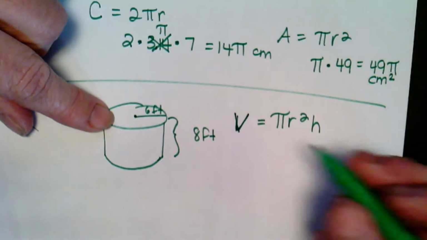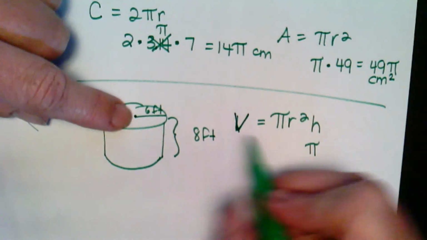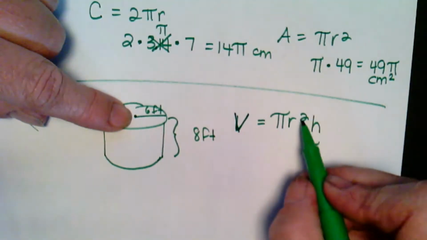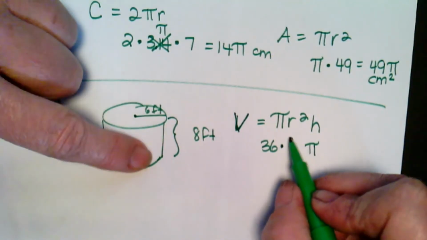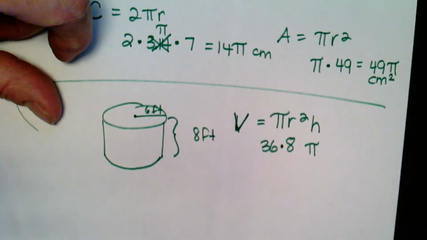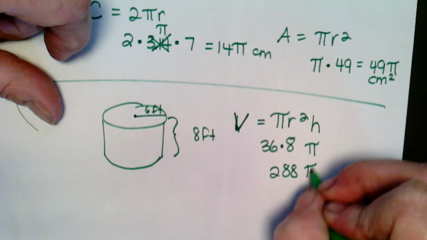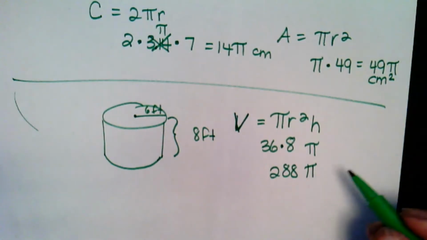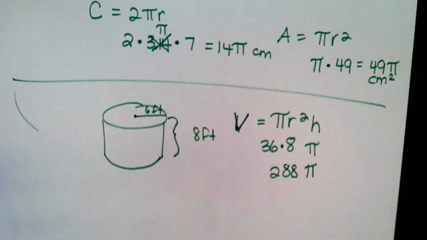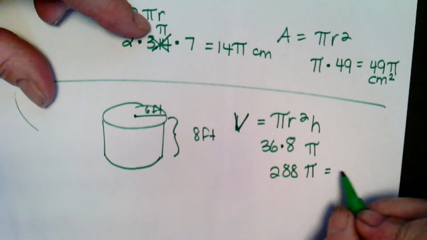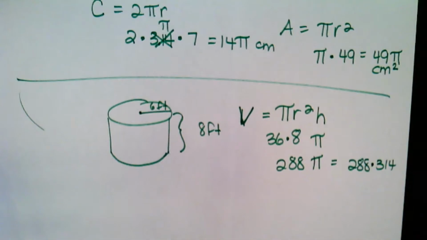And this one says in terms of pi also, so we're just going to put pi at the end. So r squared. Our radius is halfway, so 6 squared is 36. 36 times our height, and we get 288, and we don't have to do anything for pi. Now, I think the next question after you type this in is they ask you to multiply it by pi. So that would be 288 times 3.14. And they always tell you what to use for pi.